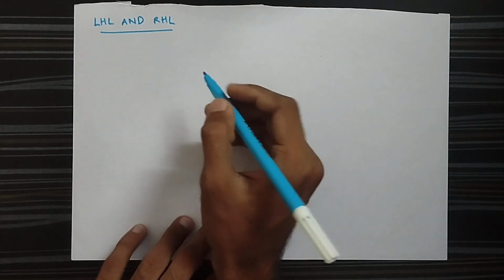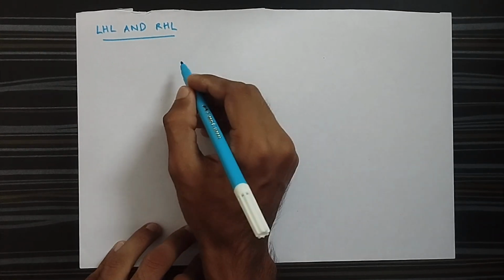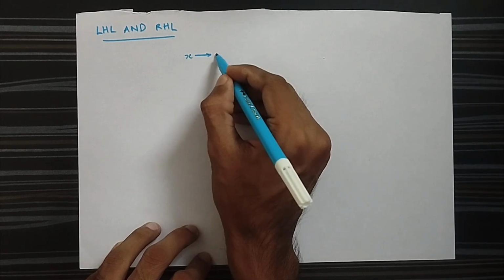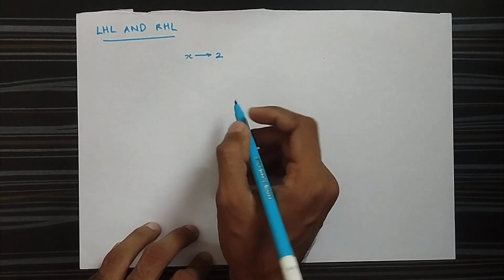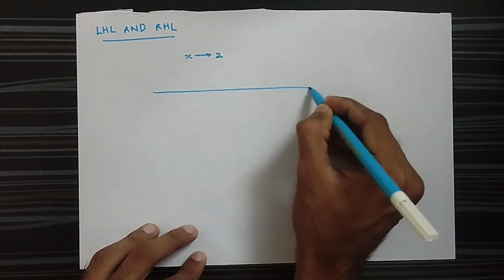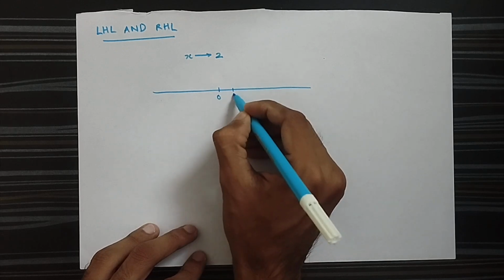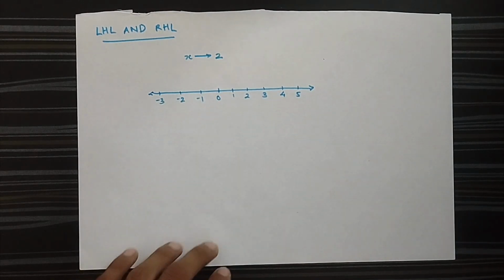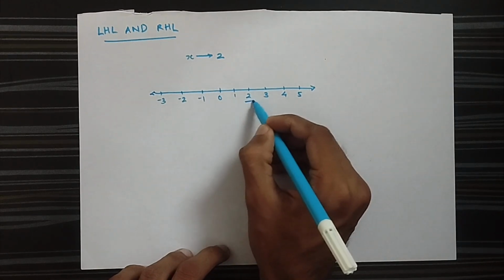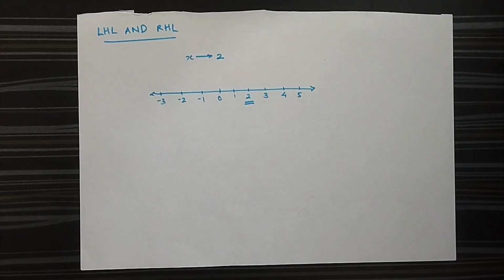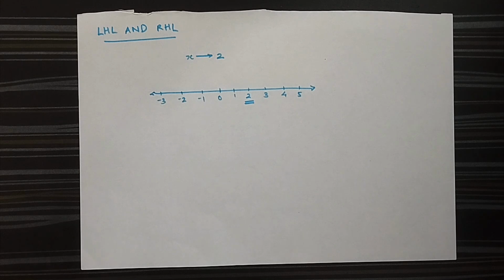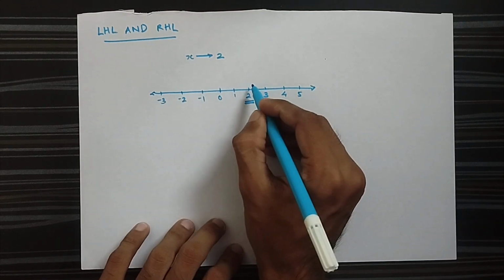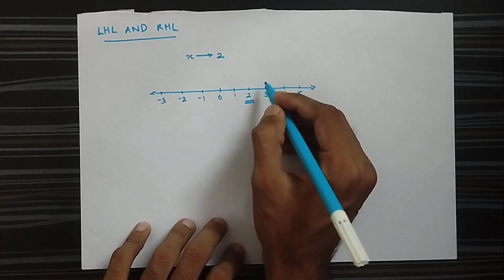So suppose our limit is x tends to a number, let's say 2. On the number line we have 0, 1, 2, 3, 4, 5, and on the other side -1, -2, -3, etc. And here is our number 2. So x can approach 2 from both sides. It can approach 2 from the left side and it can approach 2 from the right side, right?